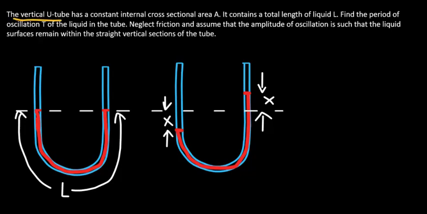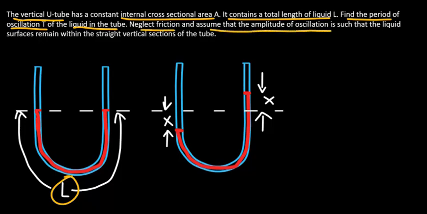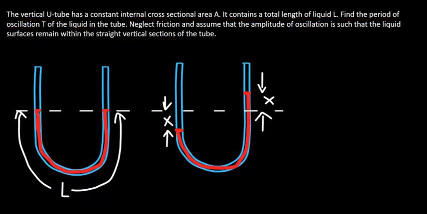The vertical U-tube has a constant internal cross-sectional area A. It contains a total length of liquid, capital L. Find the period of oscillation T of the liquid in the tube. Neglect friction and assume that the amplitude of oscillation is such that the liquid surfaces remain within the straight vertical sections of the tube. The first diagram indicates the system at equilibrium. That is the equilibrium marker.